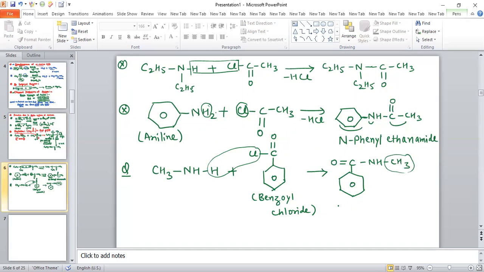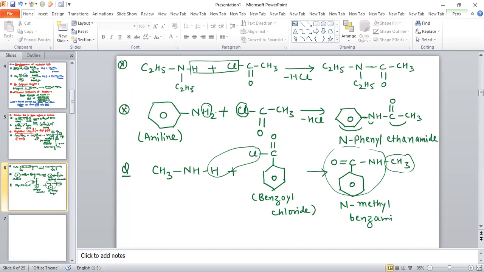So you can say the compound is basically N-methyl, and this compound is basically benzamide, benzene C double bond O NH2. So one of the hydrogens on nitrogen is substituted by CH3, therefore N-methyl, and this compound is benzamide, therefore this is N-methyl benzamide.